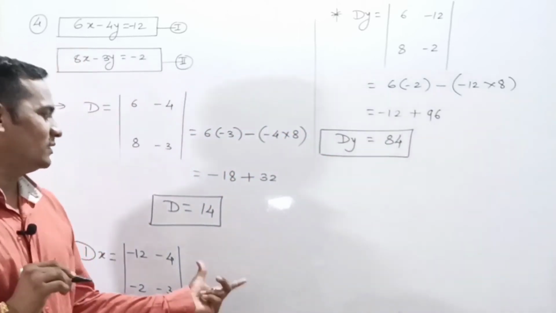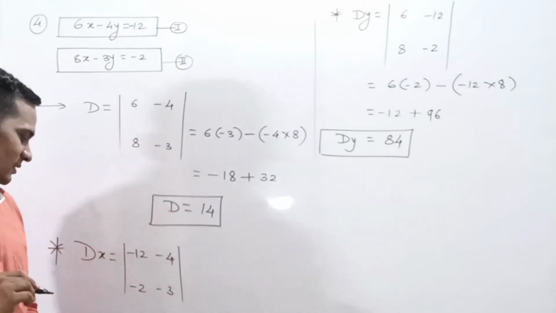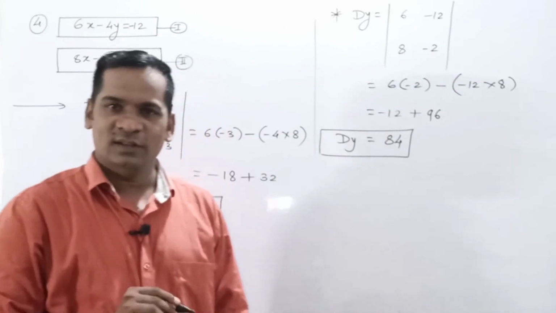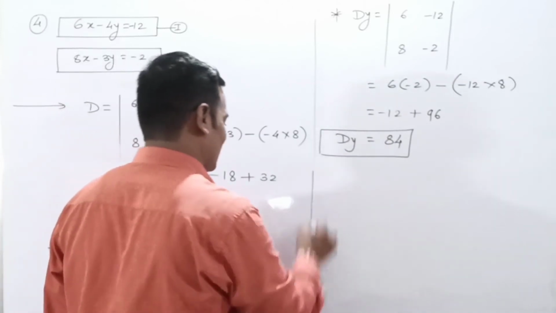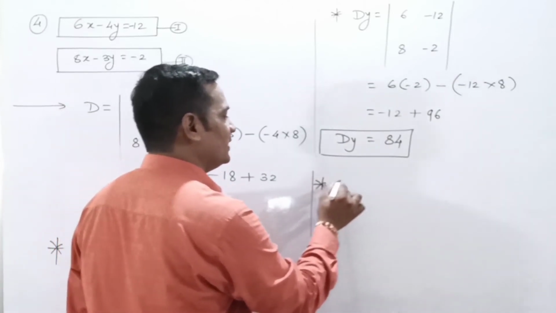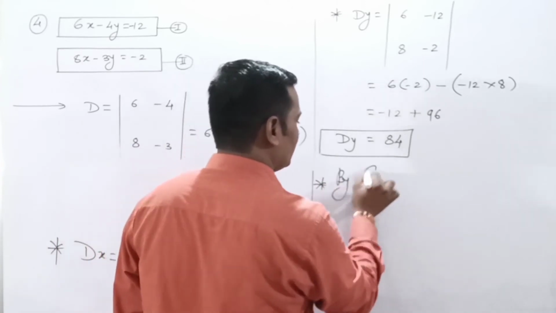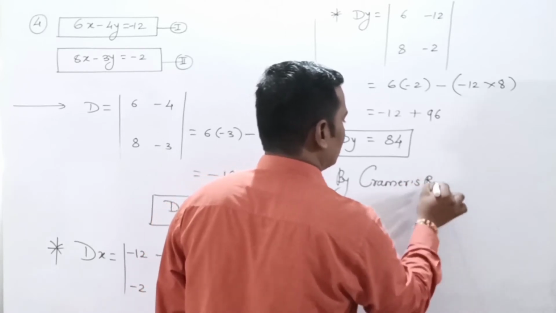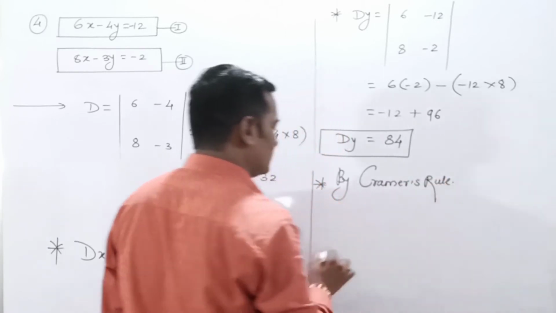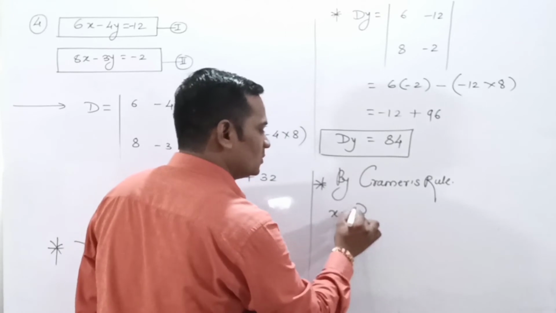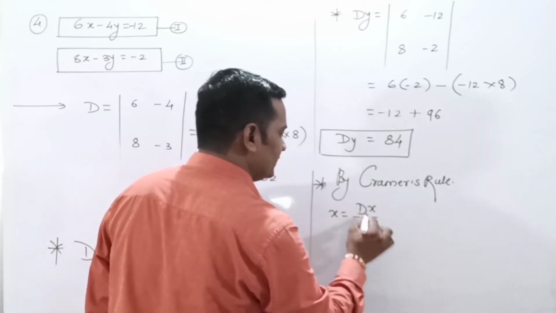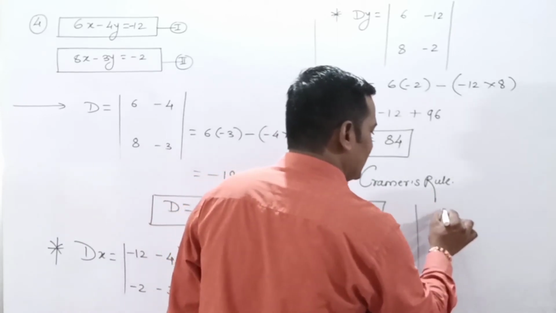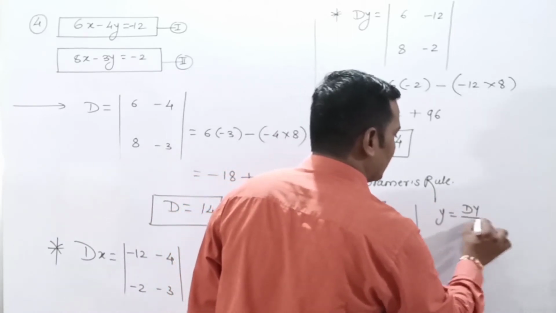Now we have the three values: D is 14, dx is 28 and dy is 84. So let's use Cramer's rule. Cramer's rule says x is equal to dx upon d, and y is equal to dy upon d.